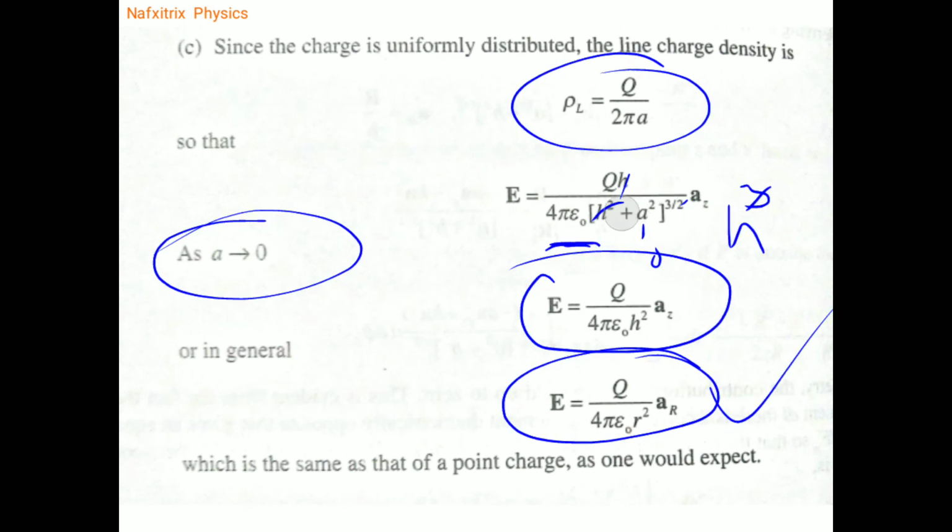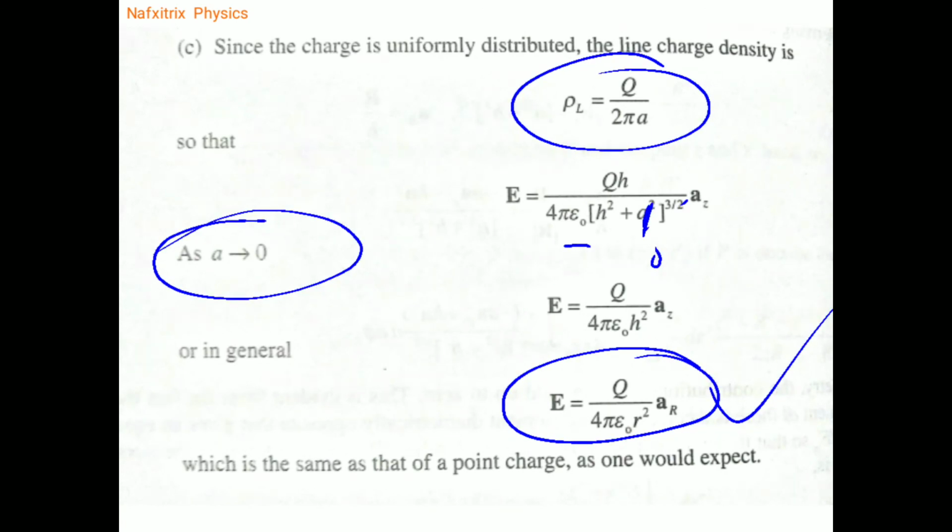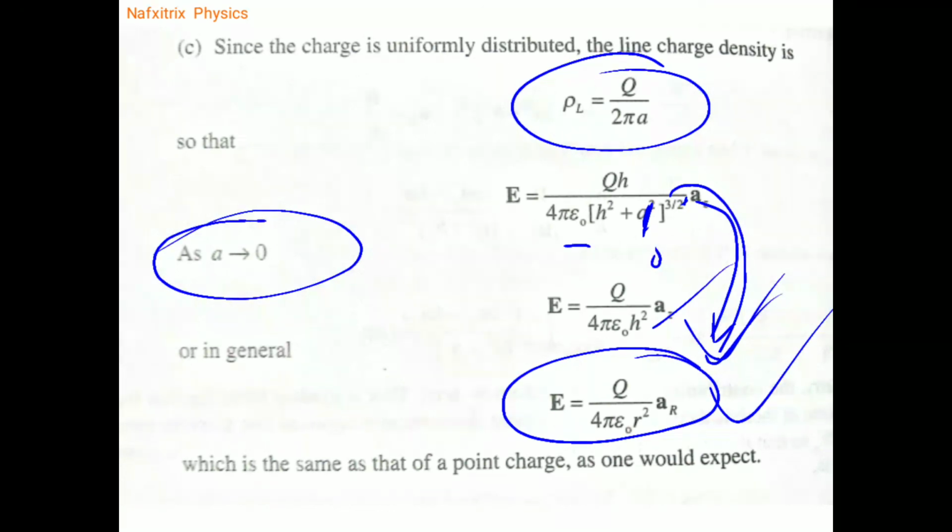After simplification, here a square has been eradicated, since a is 0, and h cube would get cancelled, so Q by 4 pi epsilon naught r square a r. Same as for the point charge, we get the same thing from this derivation. So finally it is correct. So this is the solution; these are the problems and solutions side by side in this question. This is the derivation, the notations are different. So this is the problem, and this is the solution. So thank you.